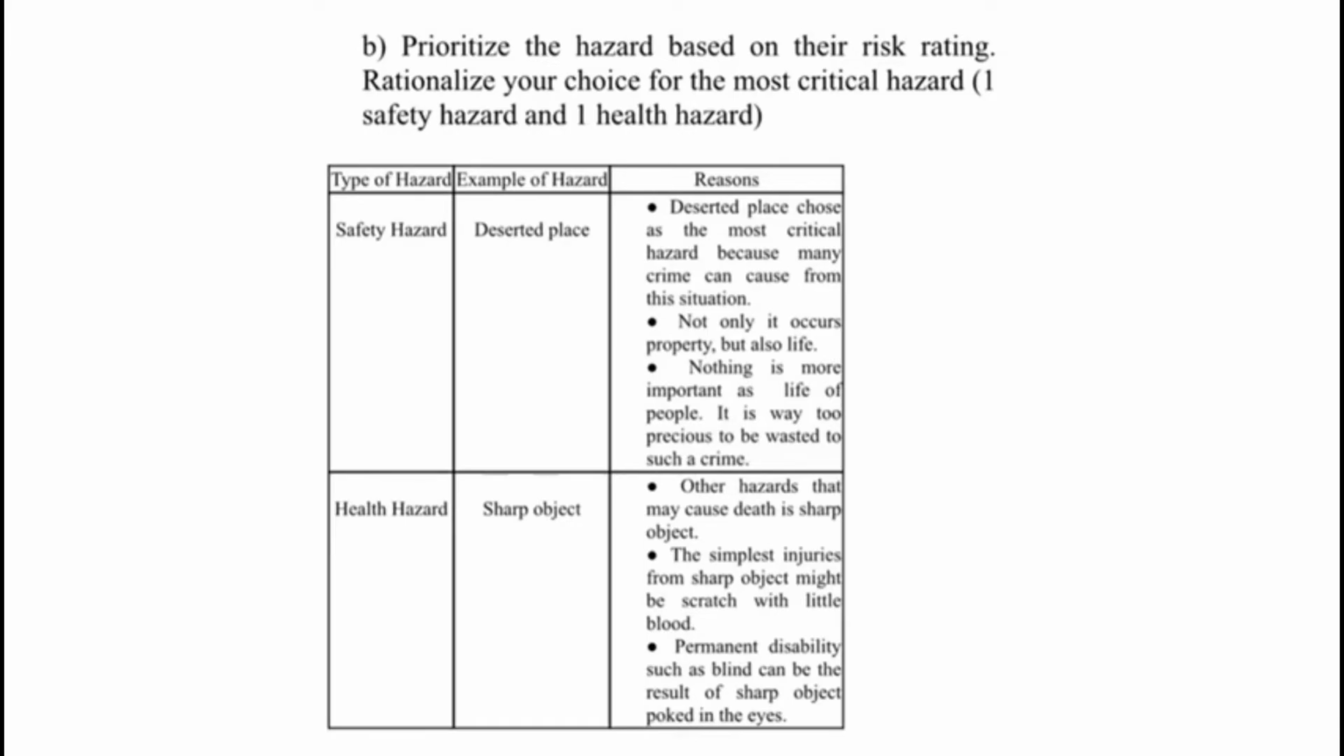As for safety hazard, our group chose deserted place for this project. This is because many crimes can arise from this situation. Not only does it affect property but also life. For health hazard type, we chose sharp object because the simplest injury from a sharp object might be a scratch with a little blood. Permanent disabilities such as blindness can result from a sharp object poking the eyes.